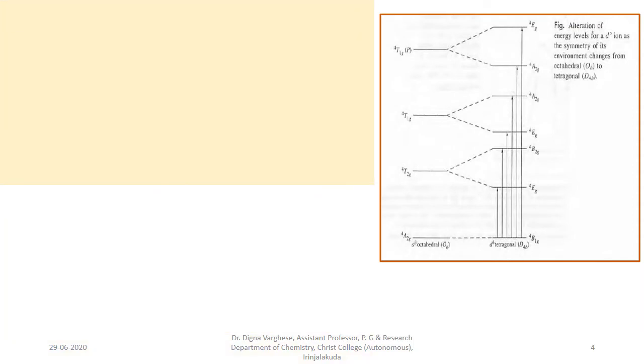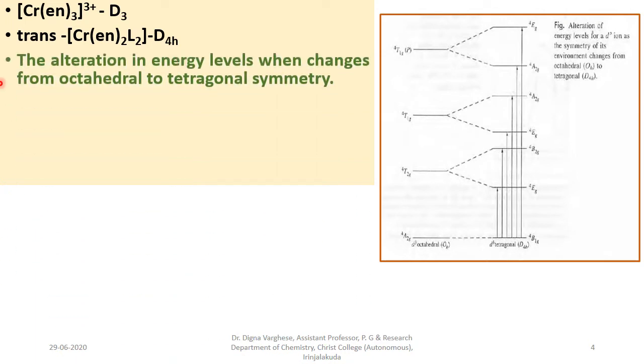We know the Cr(en)3 3+ complex has D3 symmetry, and when one of the ethylenediamine ligands is replaced by two other ligands such as fluorine or any other ligands, the symmetry changes to D4h symmetry. Now the alteration in energy levels when it changes from octahedral to tetragonal symmetry.